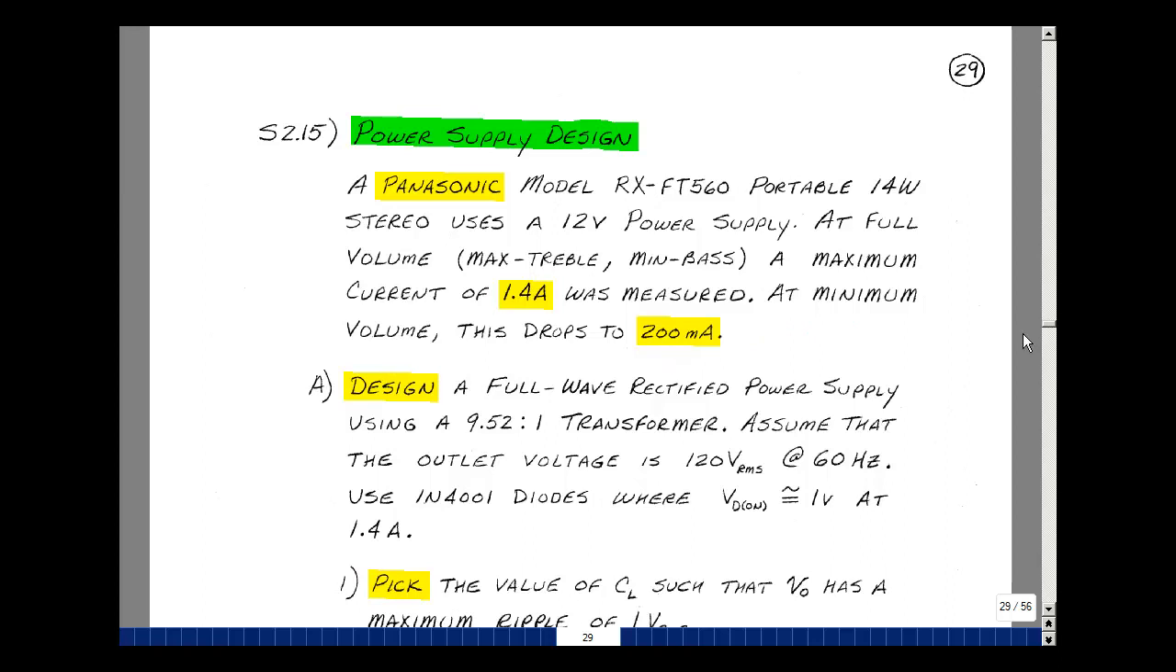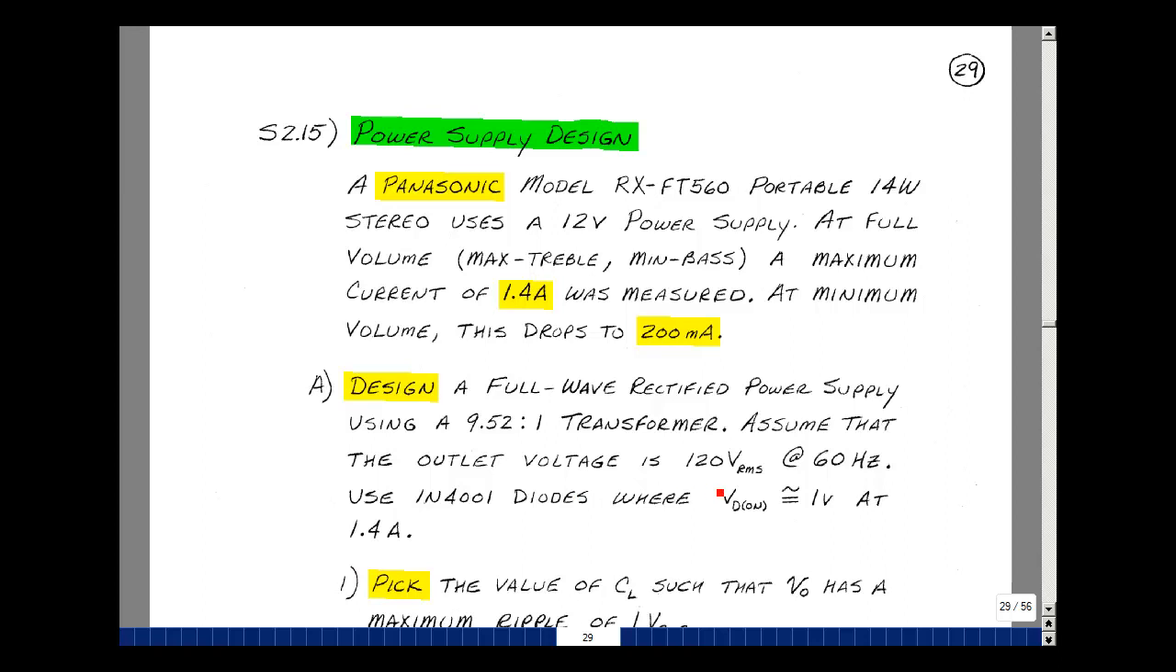I'd like to design a full-wave rectified power supply, and let's use a 9.52-to-1 transformer, and these are what are called 12.6 volt transformers, and they take line voltage and bring it down to 12.6 volts RMS. These are commonly used in vacuum tube power amplifiers, so they're fairly inexpensive.